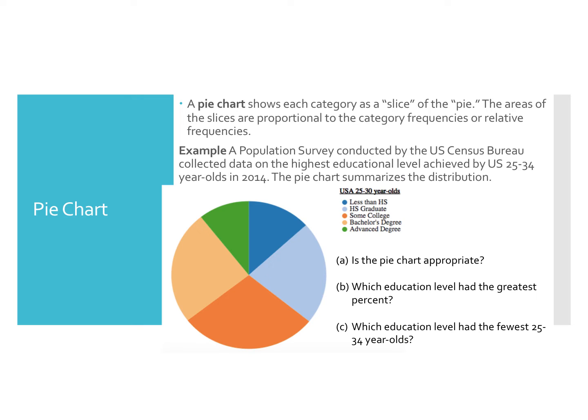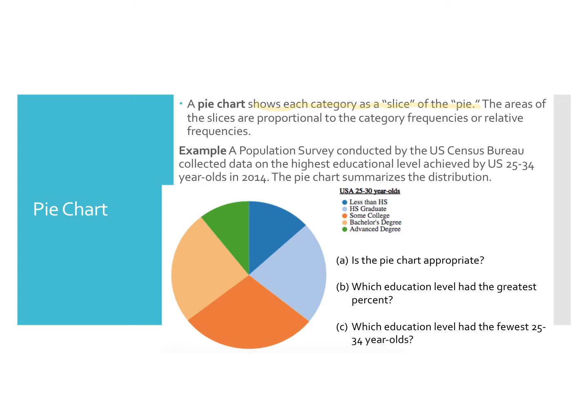When we start referring to a pie chart, it shows each category as a slice of the pie. The areas of the slices are proportional to the category frequencies or relative frequencies. So what that means is whatever percent is in that category is the percent of that area in the circle for the pie. A population survey conducted by the U.S. Census Bureau collected data on the highest educational level achieved by United States 25 to 34-year-olds in 2014. And notice our pie chart describes the distribution.